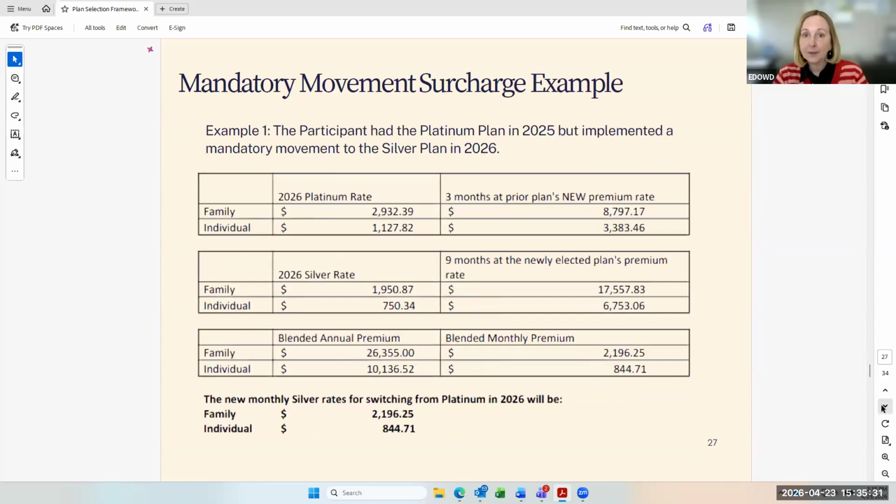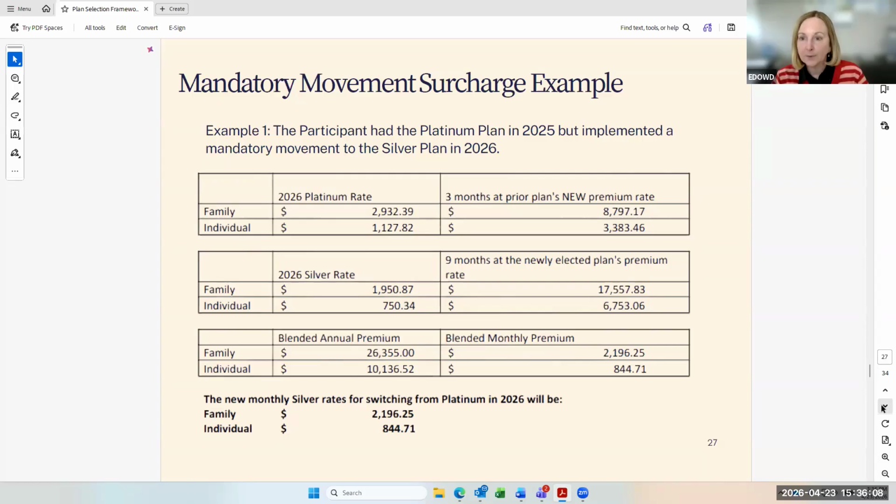If you want to see an example of that, it is an addendum in the plan policy, and there is a link to it in the slides, so you can go back and look at it and digest it. So in 2026, if at the end of 2025 you said you want to switch from the platinum plan to the silver plan, we would charge you the 2026 premium platinum rate. So the family rate at 2,900, the individual 1,000.